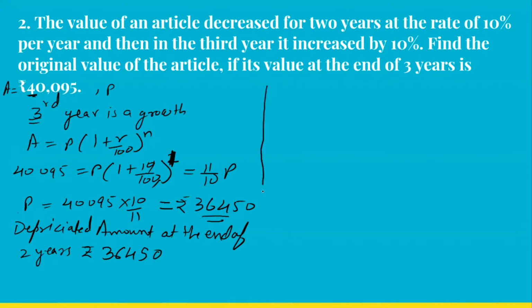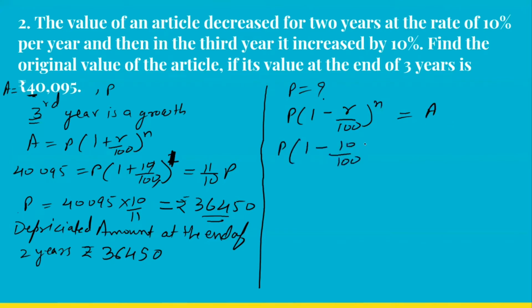Now let us find the original value. So the original value is going to be P here. This is going to be the amount. So we put the value P in bracket 1 minus R upon 100 raised to N is equal to A, which is the depreciated amount. So P in bracket 1 minus 10 upon 100 raised to 2 is your 36,450. This was the amount at the end of 2 years, the depreciated amount. We are finding the original amount before the third year. So this is going to be P here.